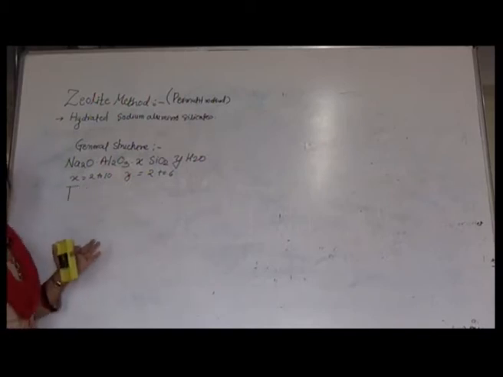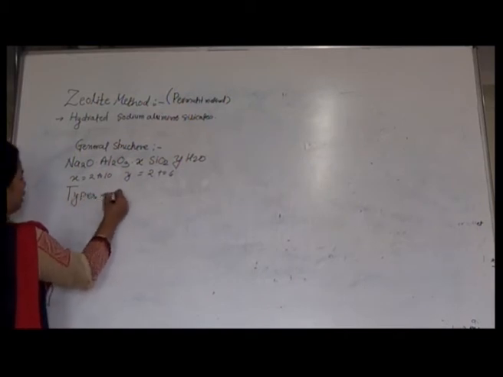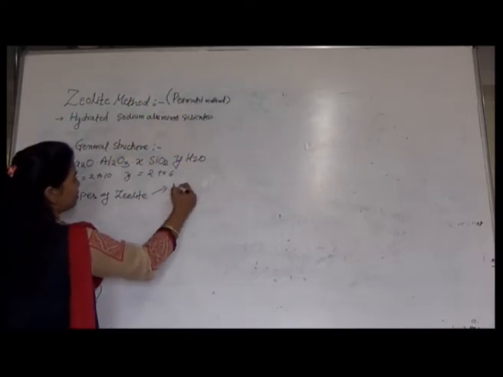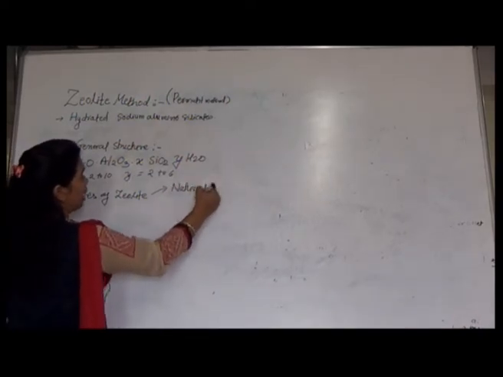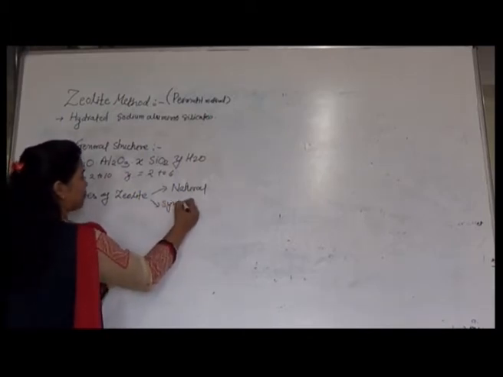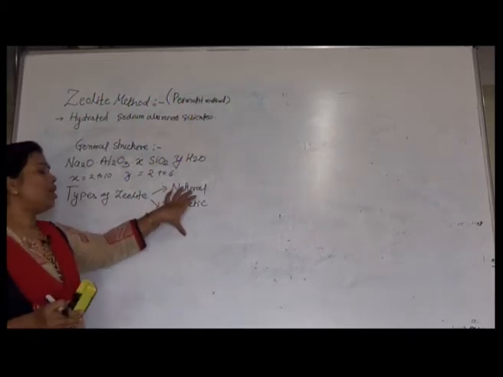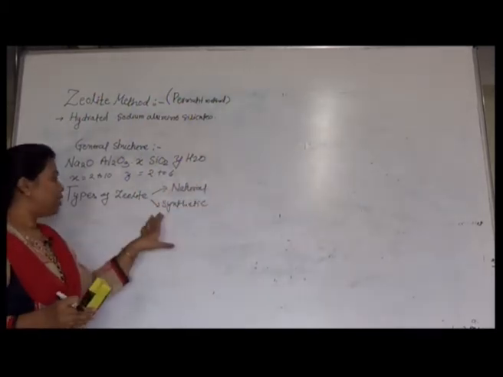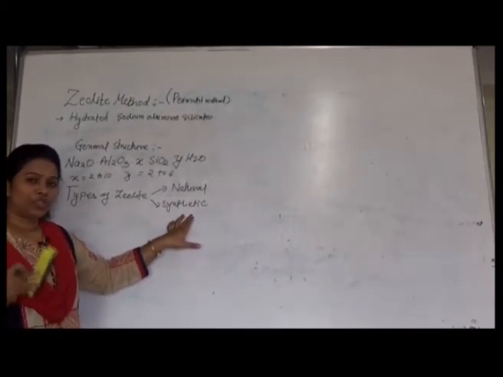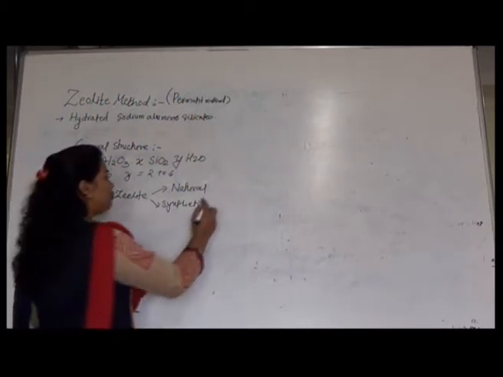The next point is types of zeolite. There are two types of zeolite we can use. The first type is natural zeolite and the second type is synthetic zeolite. The natural zeolites are non-porous in nature and synthetic zeolites are porous in nature and more capable of exchanging the Ca2+ ion and Mg2+ ion from the water.